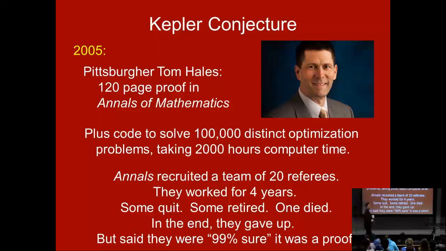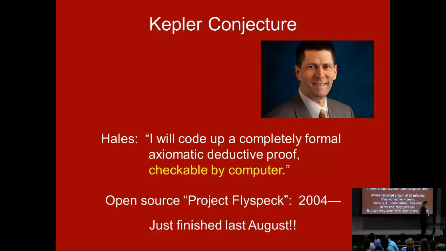But Hales is a hero. I love this guy. I'm sad that I haven't met him, even though he works just a few blocks away. He was like, you know what? I'm going to code up a completely formal, axiomatic, deductive proof and check it by a computer. So he started this project to do it in 2004. For some reason, he called it Project Flyspeck. And I followed its progress for a long time. And awesomely, he finished it in August. So he did it. It's pretty awesome.